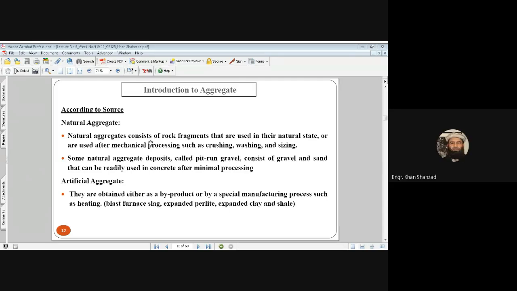Natural aggregates consist of rock fragments or rock particles that are used in their natural state, or are used after mechanical processing, such as passing it through a crusher machine, and then if it has some clay or dust on its top, you can wash it, convert it into the required size, and then use it. Some natural aggregate deposits are called pit gravel. What is pit gravel? It consists of gravel and sand that can be readily used in concrete after minimal processing.